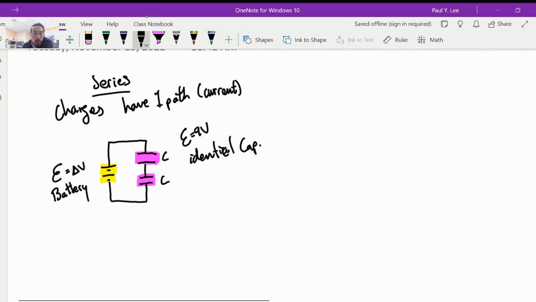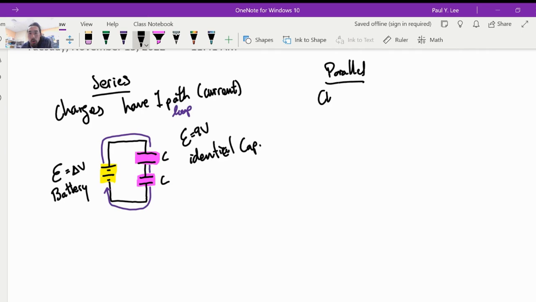When I say the charges have one path to follow, I'll show you what I mean using a different colored ink. If the charges are flowing, we can see that it only has one direction that it can go, or one loop. So one path, one loop, whatever you want to think of it. There's no way for the charges to make a little detour. However, for parallel, charges have multiple paths.